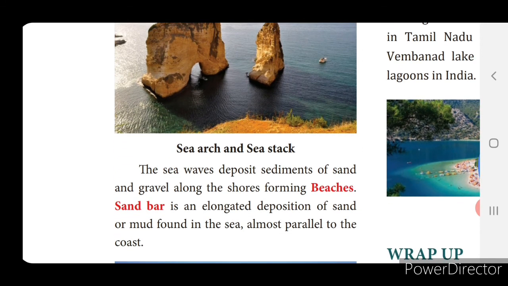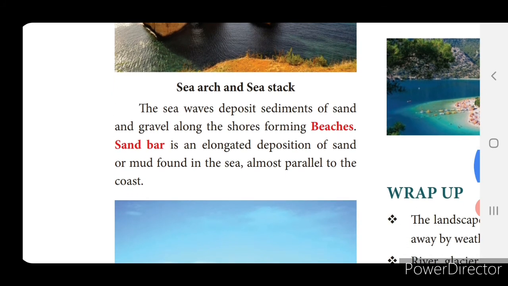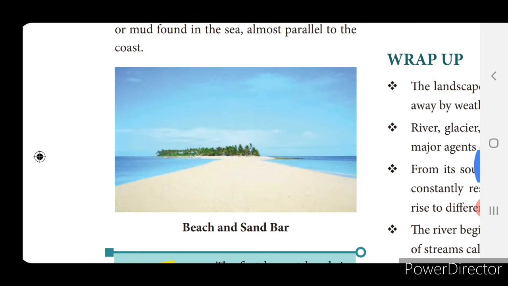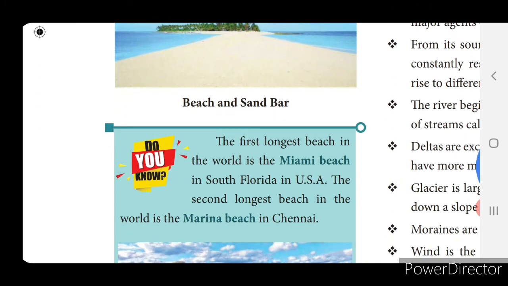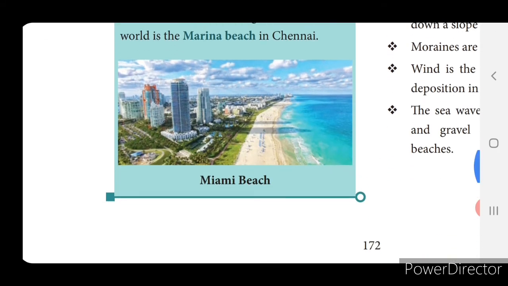The sea waves deposit sediments of sand and gravel along the shores, forming beaches. A sandbar is an elongated deposition of sand or mud found in the sea almost parallel to the coast. Beach, you enjoy beach, no? So you know everything about beach. The longest beach in the world is Miami Beach in South Florida. The second largest beach in the world is Marina Beach in Chennai.